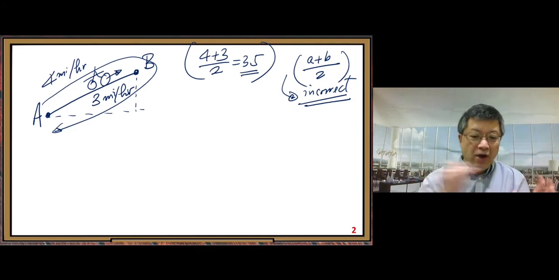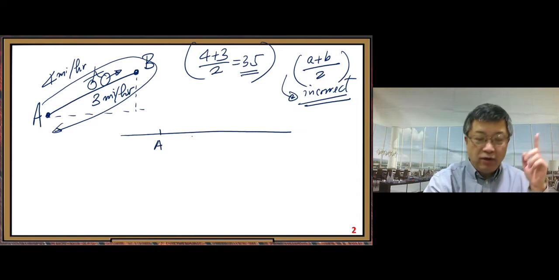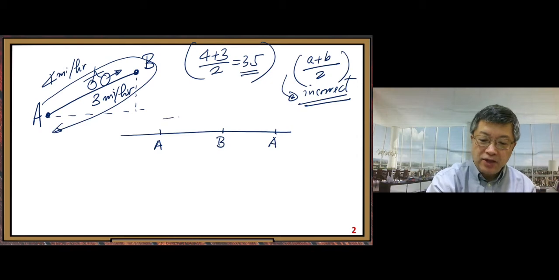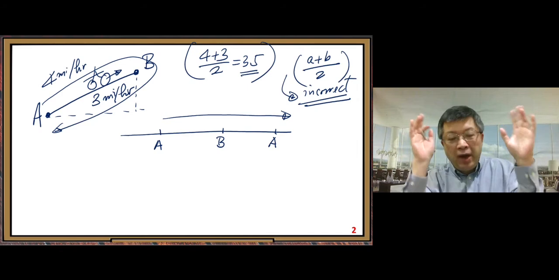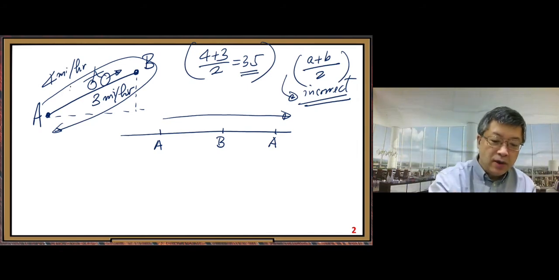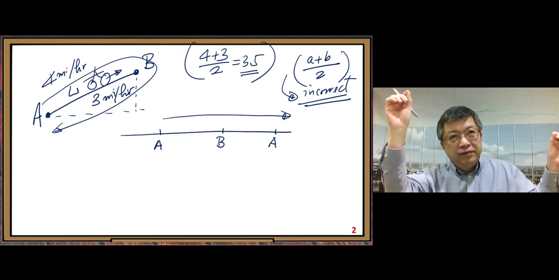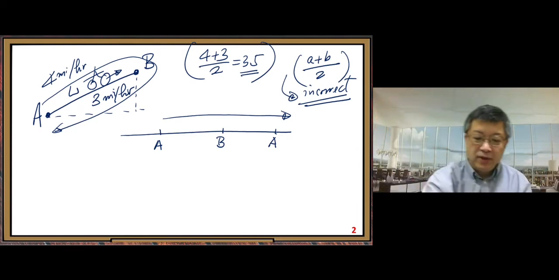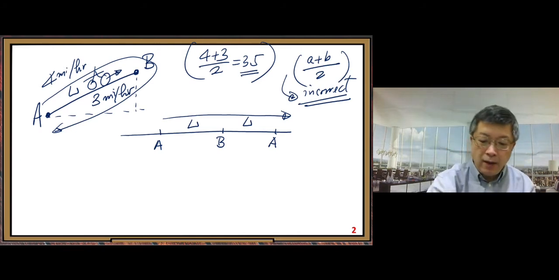Now the whole period is from A to B and B to A. That's the whole period. What is the total distance of that whole period? Let me use capital L to represent the length of the distance between A and B. So the total distance from A to B is L, and B to A is also L. So the total distance is 2L.